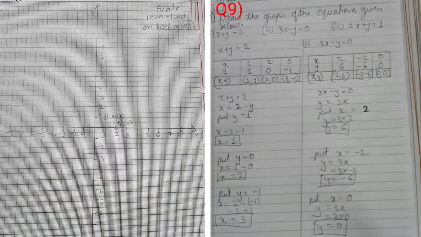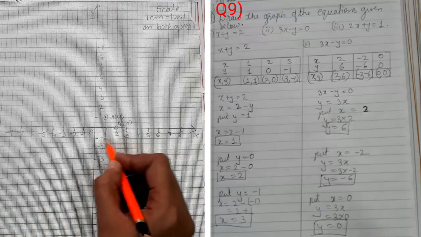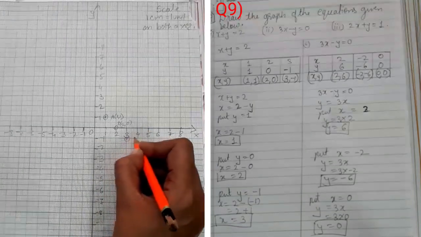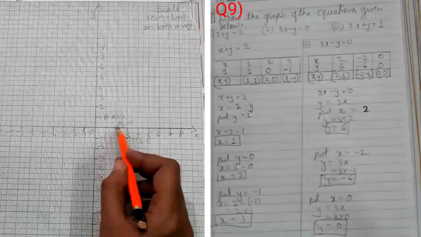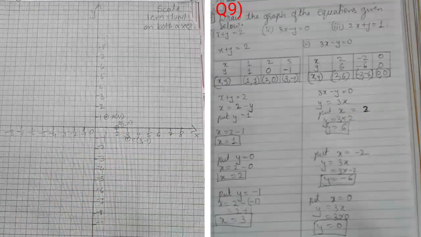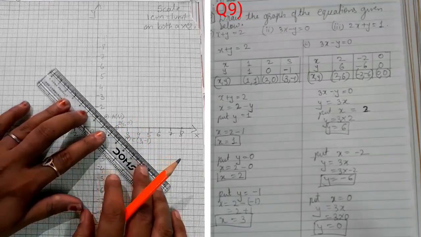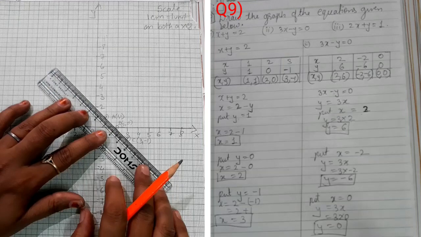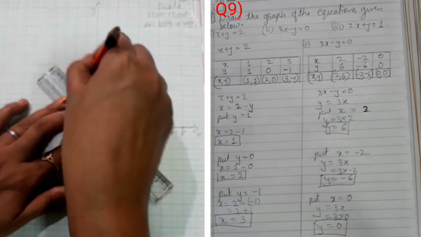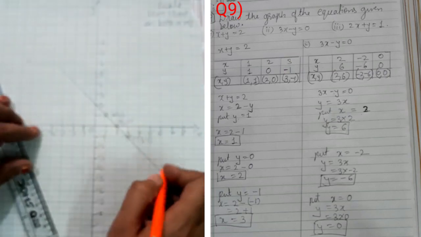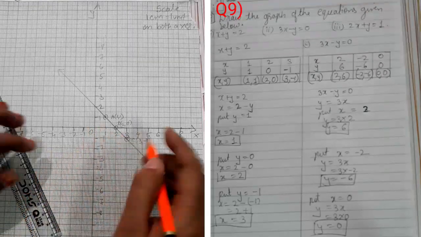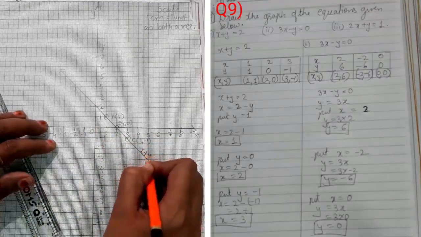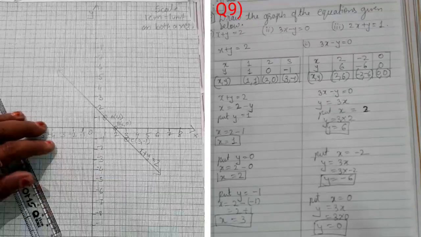Now the third coordinate we got, x is 3 and y is minus 1. So C is 3 and minus 1. So all the 3 points are collinear. Then we have to draw one line by joining these 3 points. Okay, here we have drawn. On this line, we have to write the equation. From which equation did we get these 3 points? x plus y equal to 2 is the equation.